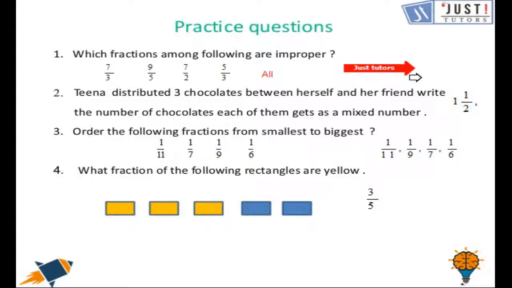In question number 1, all fractions are improper fractions because in each case we have a denominator smaller than the numerator. In question number 3, the answer will be 1/2, because 3 chocolates need to be divided among 2 persons, so each will get 1/2. And if we need to order, the order will be 1/11, that will be the smallest, and then 1/9, 1/7, and 1/6. In question number 4, the fraction of the rectangles that are in yellow color will be 3/5.